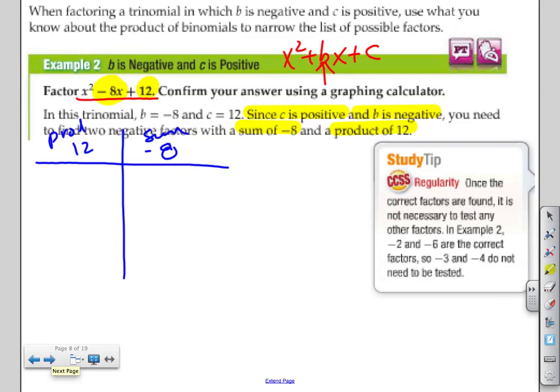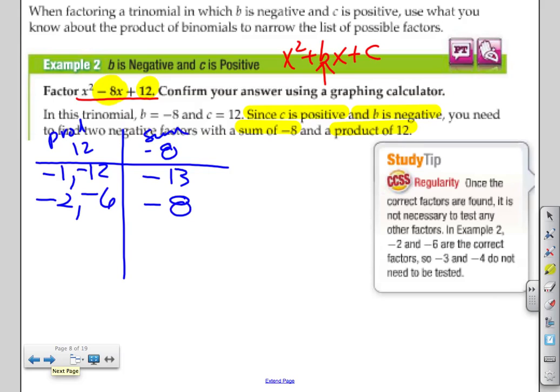So how are we going to get a sum of -8 and a positive 12 for the product? Well, that means we're going to multiply probably two negative numbers together, right? In order to get a positive product and a negative sum. So does -1 and -12 work? We can always start there. -1 plus -12 is -13, so that doesn't work, right? So then let's try -2 and -6. -2 times -6 is a positive 12, and -2 plus -6 is -8.